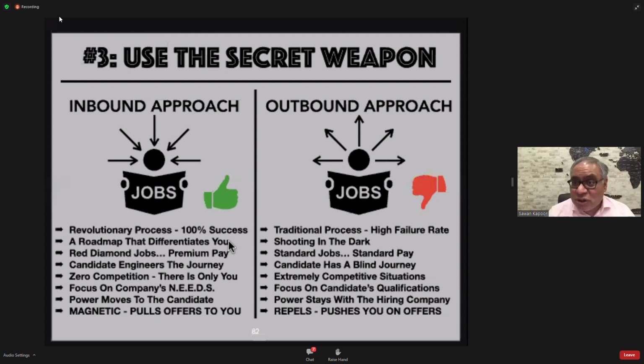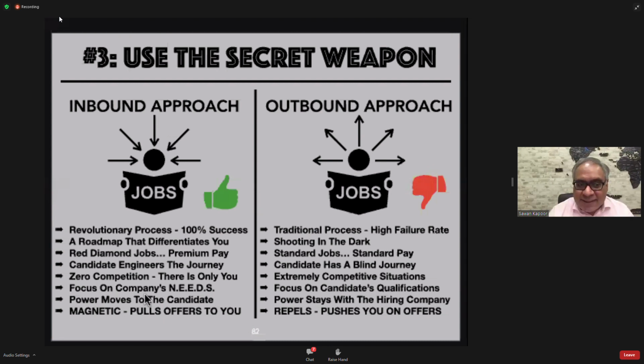And because you're solving those extraordinary needs, because you're going beyond the job description, you're solving those uncommon challenges, you get super premium pay, much higher salary. And as the candidate, you engineer every aspect of your candidacy. The control is in your hands. And there is zero competition here, because please understand, nobody else does this kind of research before they start interacting with companies.